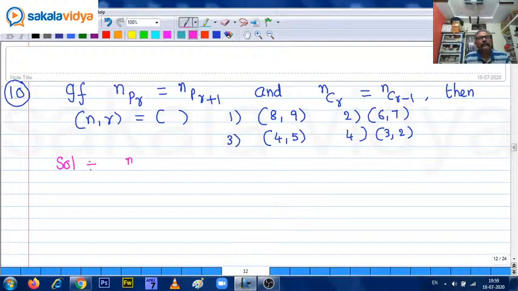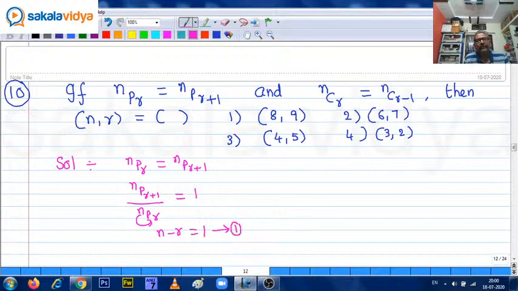Solution: nPr equals nPr+1. So can I write like this, nPr+1 upon nPr equals 1? We have one shortcut formula, which directly gives n minus r equals 1. Say this is equation 1.